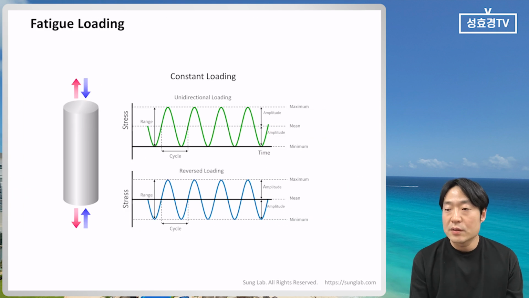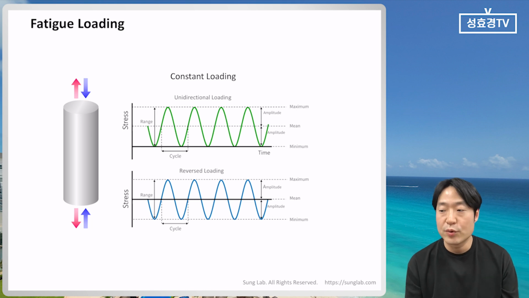For fatigue loading, we can usually set a constant loading. It goes from the minimum stress to the maximum stress. We can say that is the range, and half of the range is the amplitude. Amplitude is very important for the loading. And one cycle we can simply call a cycle. Minimum stress and maximum stress are very important. And the average we can call the average stress or the mean stress.